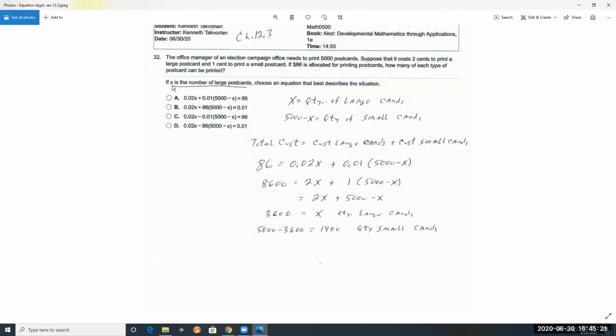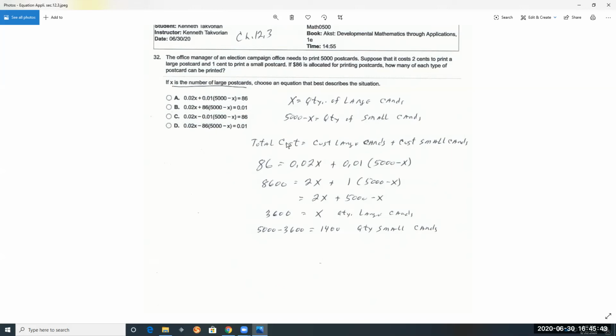Notice it defines X as the number of large postcards, which I've written down over here. So therefore, how many small postcards do we have? Well, if the total number of cards is 5,000 and X is the number of large, then 5,000 minus X must be the quantity of the small cards.